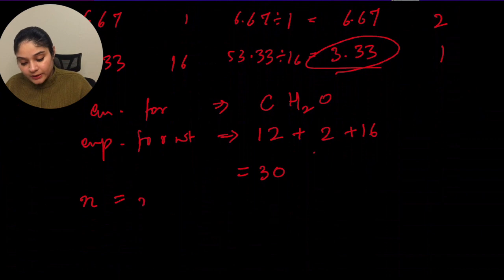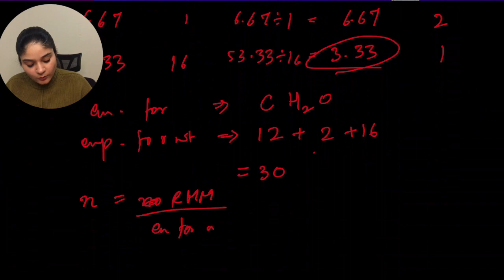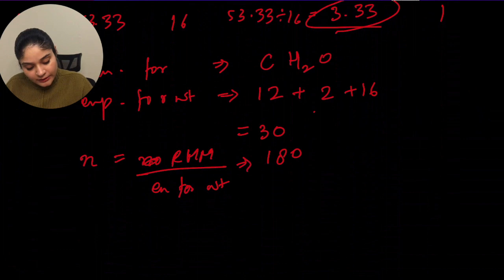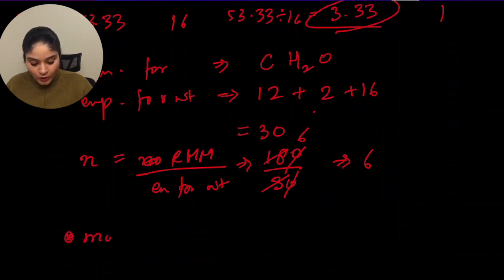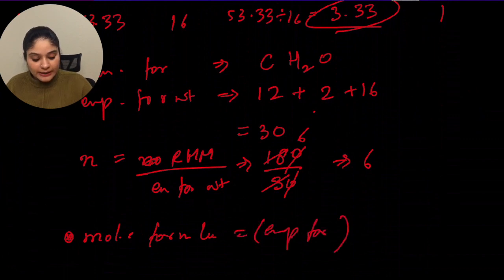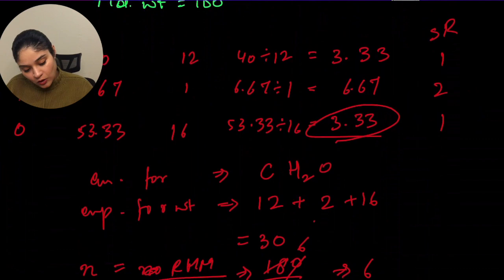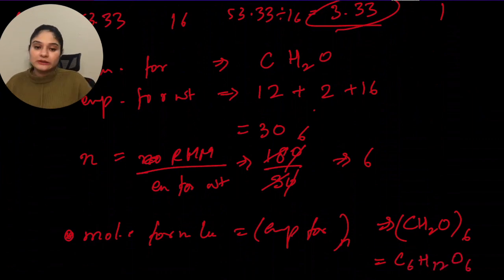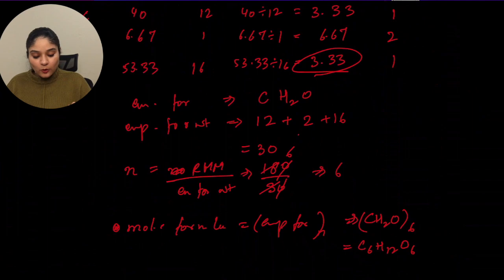Now let's calculate N. So N will be RMM, that is relative molecular mass, divided by empirical formula weight, and RMM was given to you, that is 180. So 180 divided by 30. This becomes 6. Your N is coming out 6, and molecular formula equals empirical formula times N. The empirical formula we got was CH2O, and the entire thing is multiplied by 6. So you get C6H12O6.